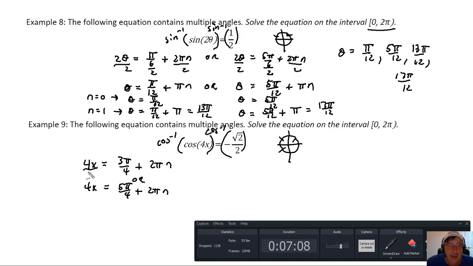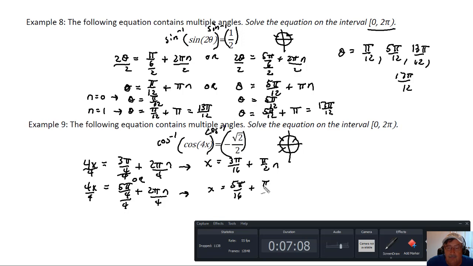And again, on these, you're going to have to divide everything by 4. So this is going to quadruple your amount of answers here. Now, would I give you one this vicious on the test? Maybe not with the 4x, but definitely up here on the top, I might do it. Just because I want you all to be able to reason things out. All right, so x is going to equal 3 pi over 4 divided by 4 is 3 pi over 16 plus pi over 2n. 2 pi over 4 reduces to pi over 2. And in our second debacle down here, we'll get 5 pi over 16 plus pi over 2n.